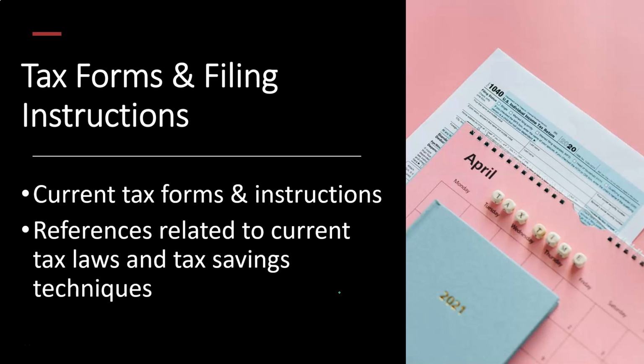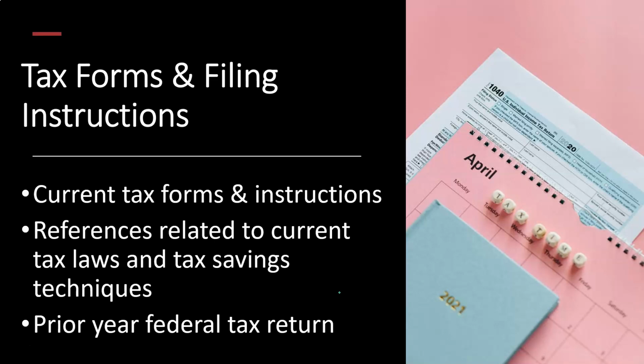So, references related to current tax laws and tax saving techniques. You might be working with a tax professional. You might have some ideas in terms of tax plans and tax laws that are applicable to you. You might look through line items on the 1040 instructions that could branch you out to other types of resources that you believe are applicable to you, and then make sure you have those resources stored and available as you're thinking about your tax planning and preparation.